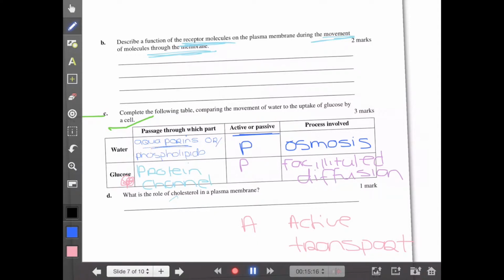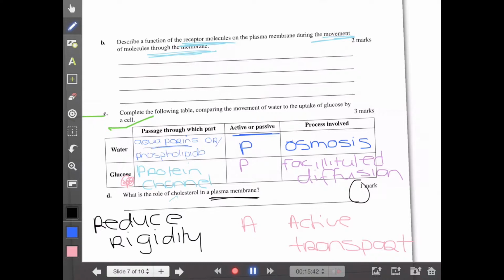So D, what is the role of cholesterol in the plasma membrane? Well, if you were already listening, you would know this. Okay, so it's to reduce the rigidity. I really like that word, rigidity. So it reduces its rigidity, or it's less rigid, or it's more fluid, something along the lines of that, and one of those will give you the right amount because there's only one mark. Okay, beautiful.